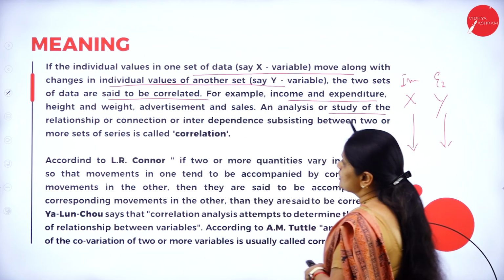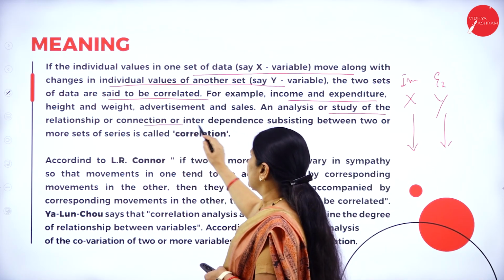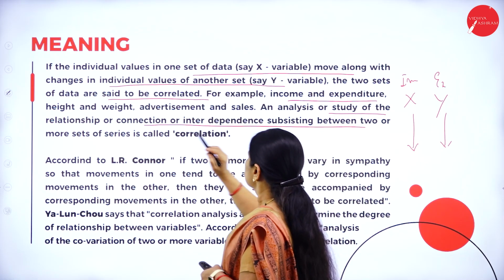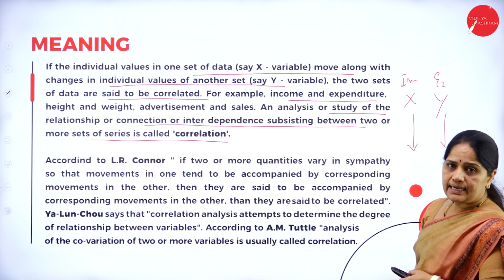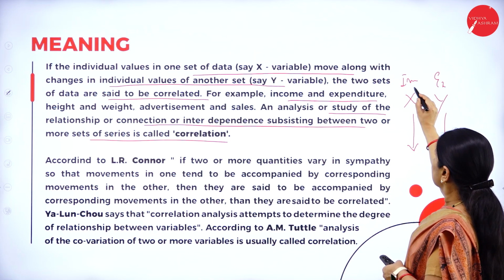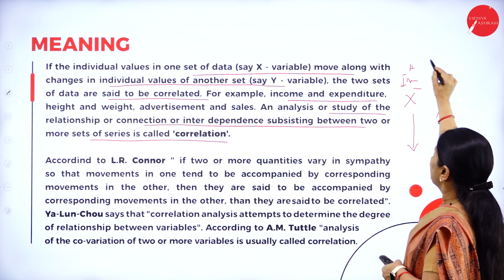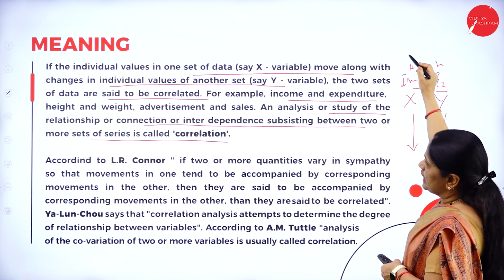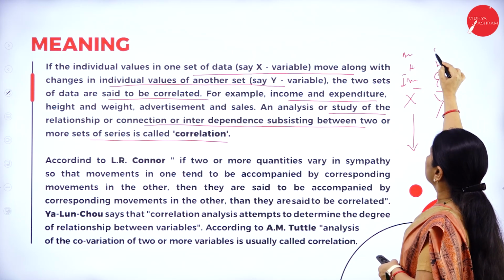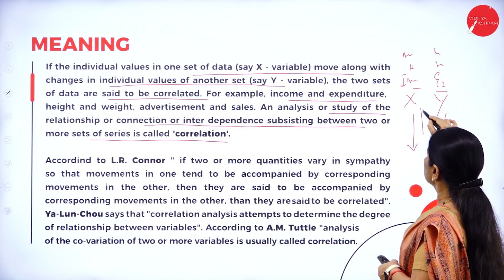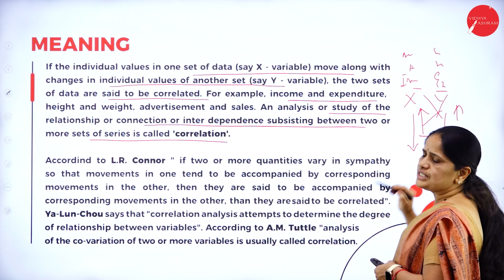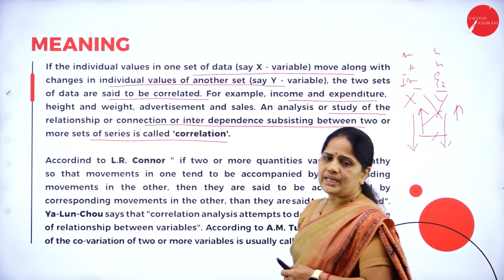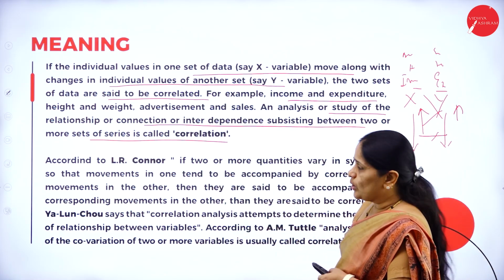An analysis of the study of the relationship or connection or interdependence subsisting between two or more sets of series is called correlation. So, income and expenditure, height and weight. Then we have advertisement and sales. So, the more the advertisement, the more the sales. This kind of a relationship existing between the two variables can be called correlation.